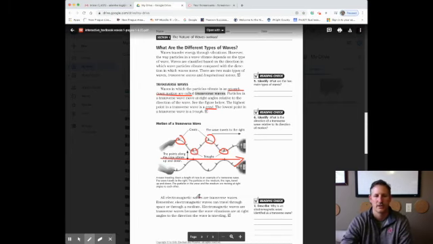All electromagnetic waves are transverse waves. Remember, electromagnetic waves can travel through space or through a medium. Electromagnetic waves are transverse waves because the wave vibrations are at right angles to the direction the wave is traveling.